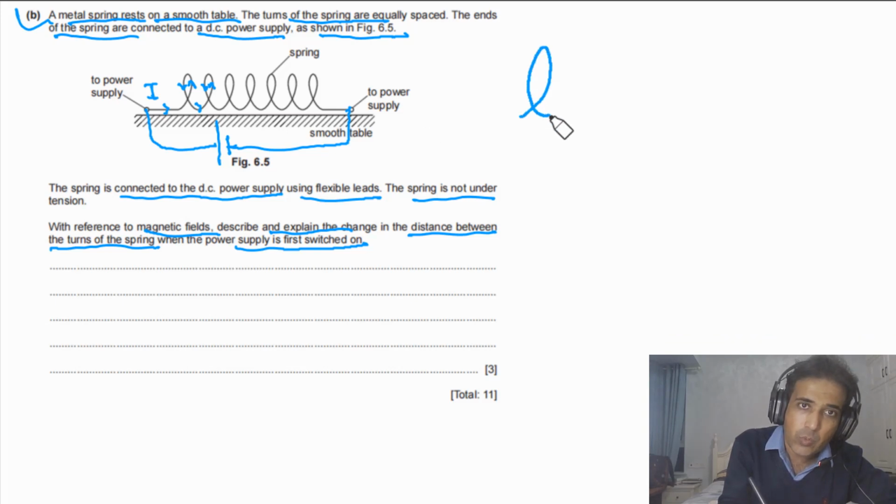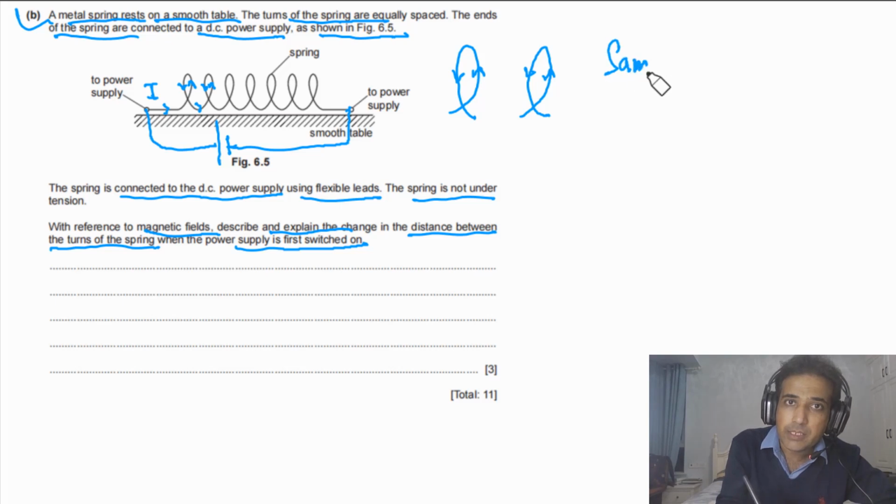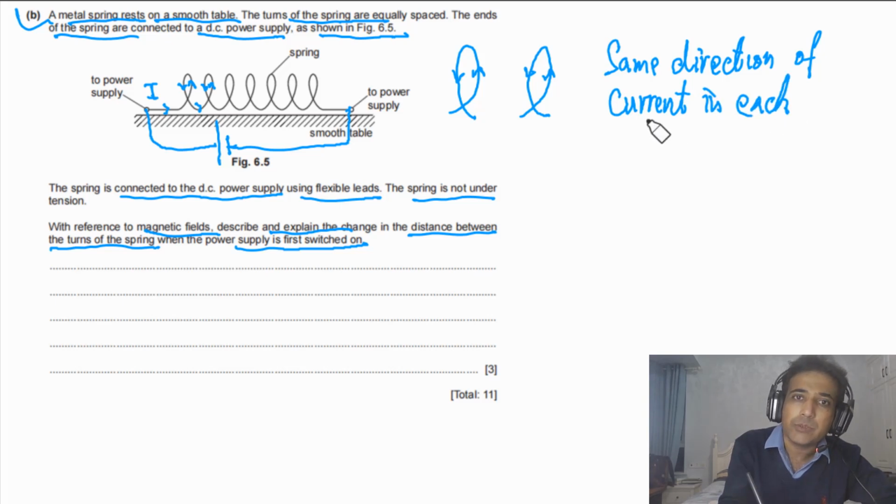So if I simply draw one turn here and another turn here, you can see current here is up, current here is down, current here is up, current here is down. So current is in the same direction, so we can say the same direction of current in each coil. In each turn, you can say, or simply you can say in each coil.